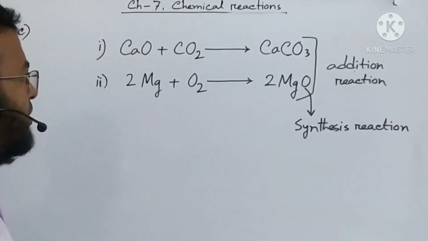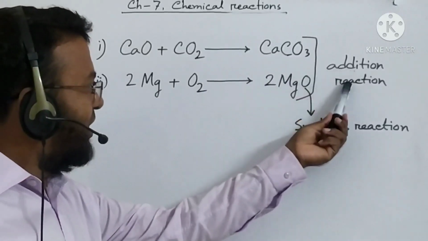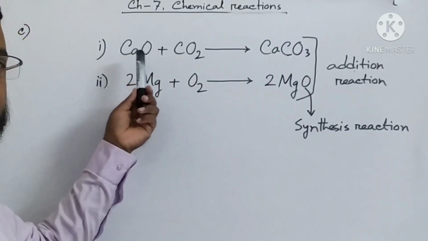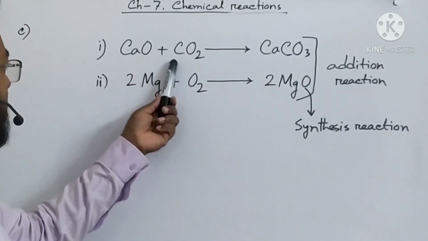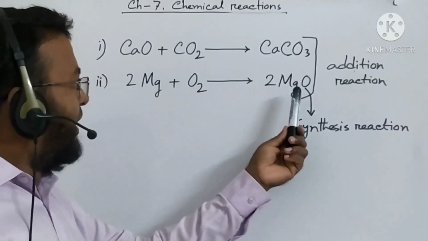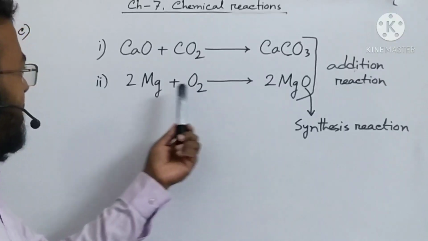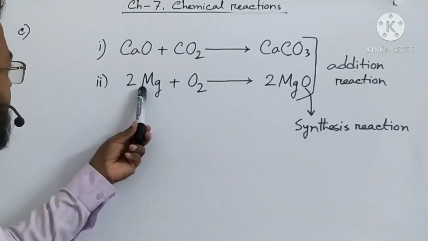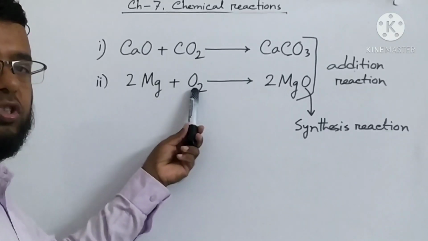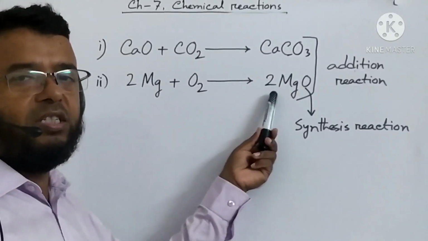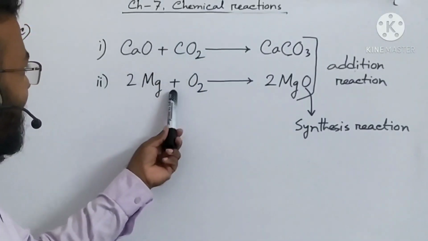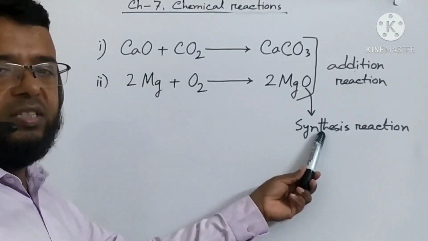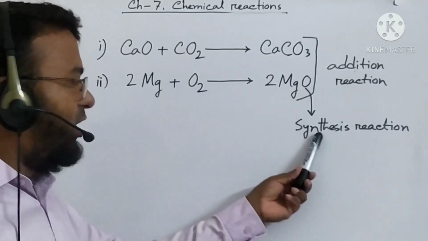So reaction number 1 and 2 both we can tell addition reaction, because here a compound is formed by the combination of two or more compounds or elements. But in case of reaction number 2 we can tell the synthesis reaction, because here the element magnesium and elementary molecule oxygen combine together to form a new compound, magnesium oxide. So these two we can tell addition, but number 1 we cannot tell it is a synthesis reaction. So number 2 is only the synthesis reaction.